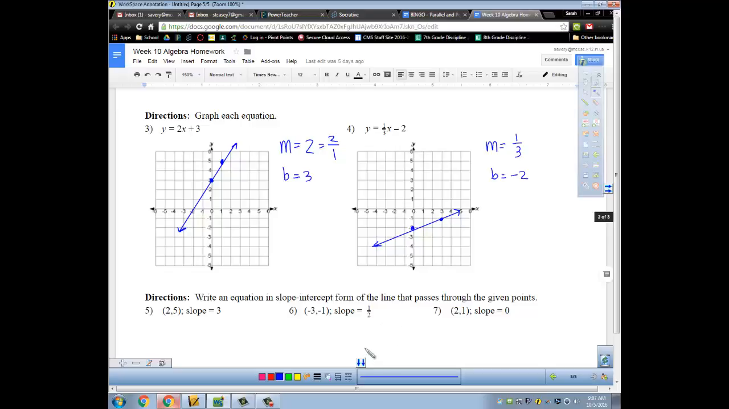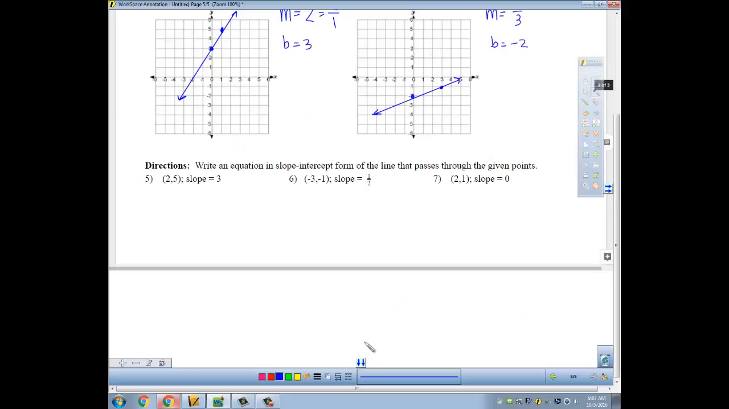Numbers 5 through 7, we want to write an equation in slope-intercept form with the given slope and passing through this point. So since we want it in slope-intercept form, we can go ahead and start off in this form. Some people like to start off in point-slope form, and that's okay. So here my y was 5, my slope is 3, my x is 2, don't know b. So 5 equals 6 plus b. Subtract 6 from both sides to get b equals negative 1. So your equation should be y equals 3x minus 1. So I just plugged in my slope and my y-intercept.